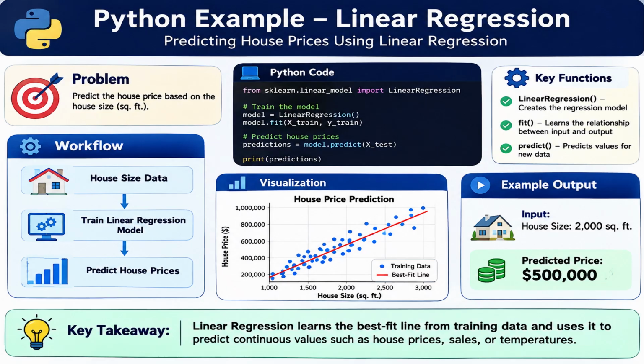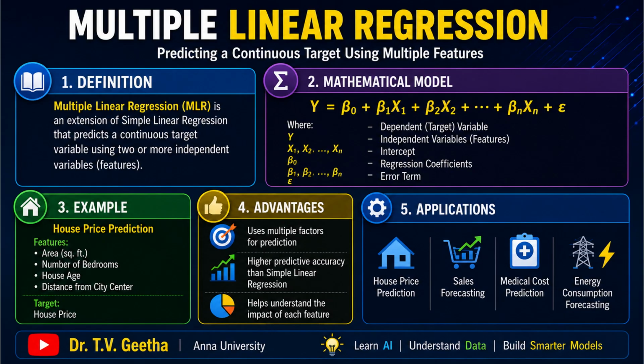So the key functions are linear regression, that creates the regression model using the data set. Then it learns the relation between the input and output, that is fit. And then predicts the value for new data. So this is an example of how to use Python readily for linear regression. Then we have multiple linear regression, predicting a continuous target using multiple features. So you extend it to two or more independent variables or features. So an example is given here.